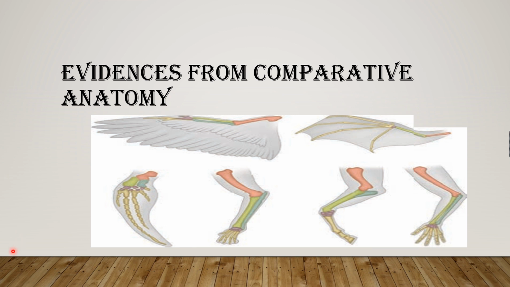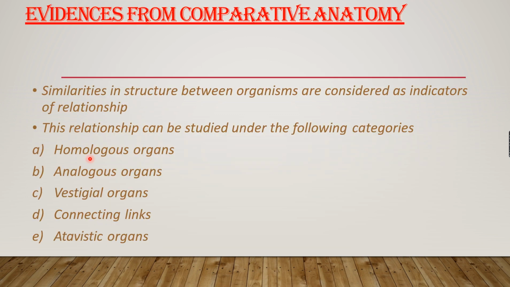First, we'll see about evidences from comparative anatomy. I said similarities in the structure between the organisms are the indicators of relationship. So we'll study today what homologous organs mean, analogous organs, vestigial organs, connective links, and atavism. What do atavistic organs mean? All these show the relationship: the basic structural similarities between the various vertebrates, but their function will be different or similar. We are going to see one by one.